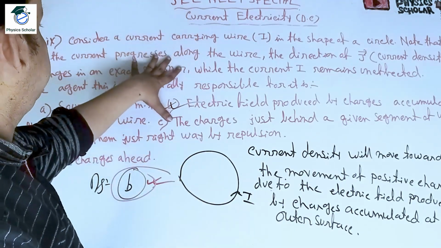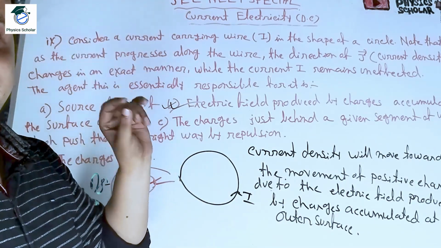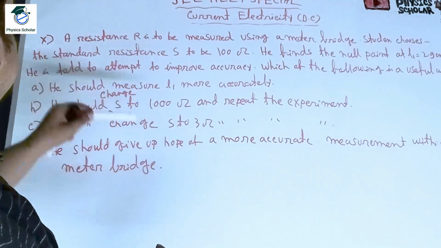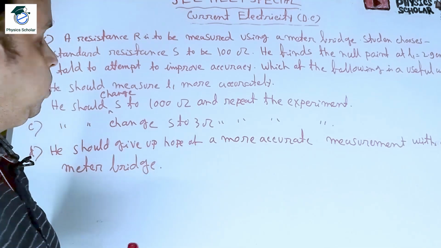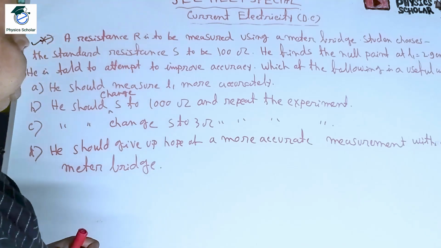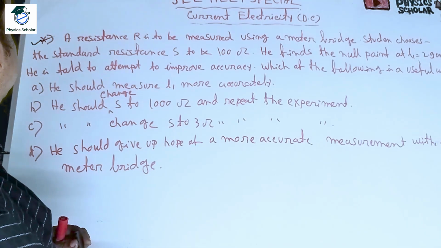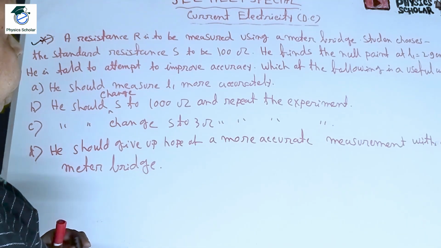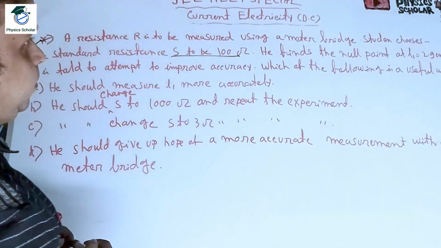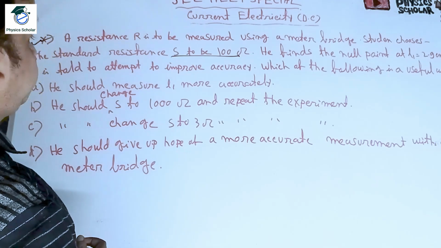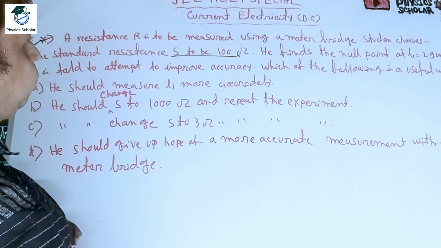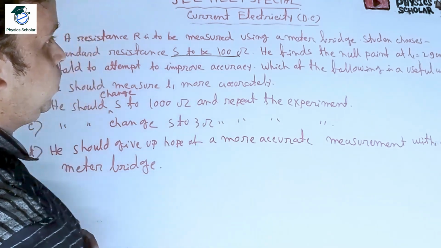Clear? Now let us move to the last but not the least, question number 10 of today's episode. So students, here is the last problem of today's episode. A resistance capital R is to be measured using a meter bridge. A student chooses the standard resistance capital S to be 100 ohms. He finds the null point, L1, is 2.9 centimeter. He is told to attempt to improve accuracy. Which of the following is a useful way?